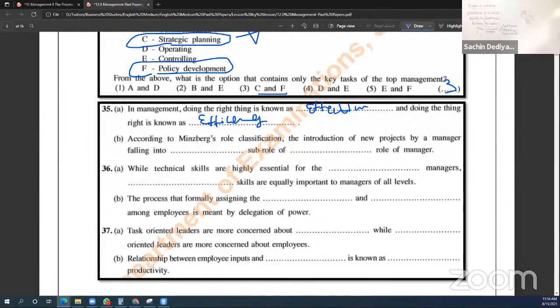Something like introducing a new project, where you try to make a change in the organization, some sort of innovative matter, falls into the decisional role. The entrepreneur role is a sub role of the decisional role of the manager. So there are 10 sub roles, and they fall into 3 categories, right? A manager falling into the entrepreneur role is a sub role of the decisional role of the manager.